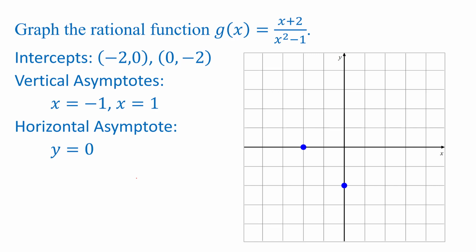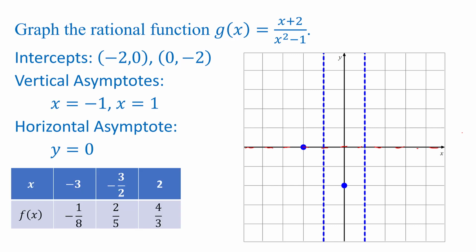along with the vertical asymptotes, x equals negative 1 and x equals 1. The horizontal asymptote, again being the x-axis, we can put a little dashed line along the x-axis there. Then let's plot some points. So what do we got going on here?